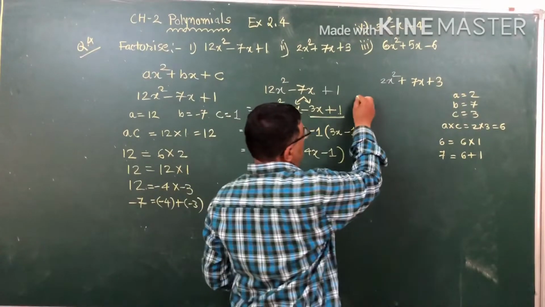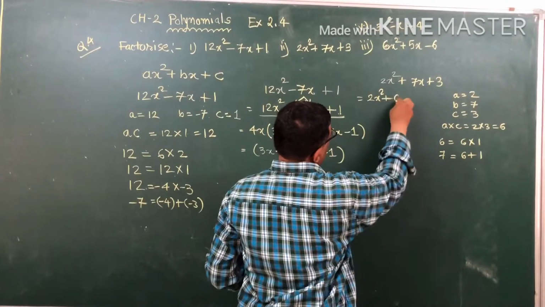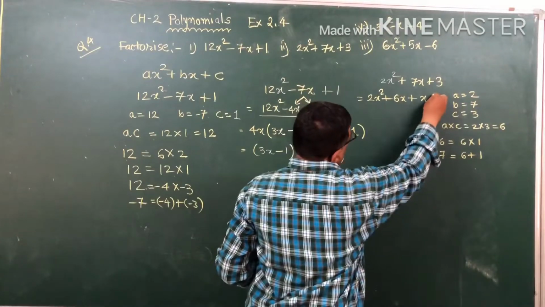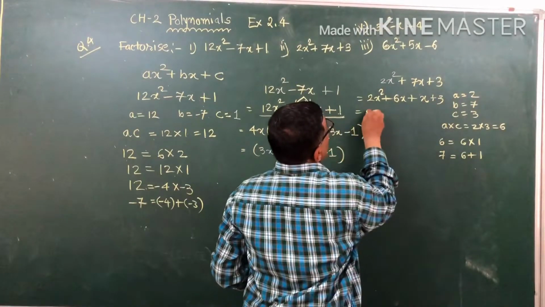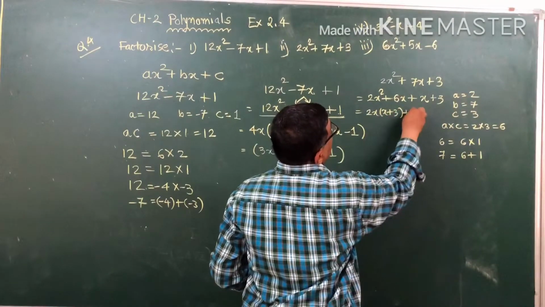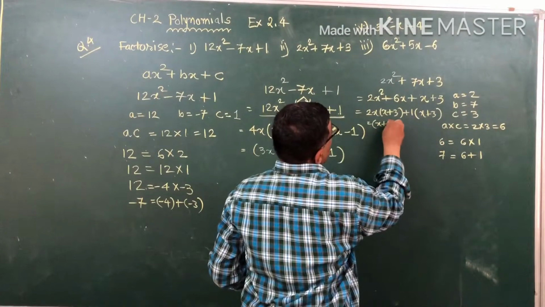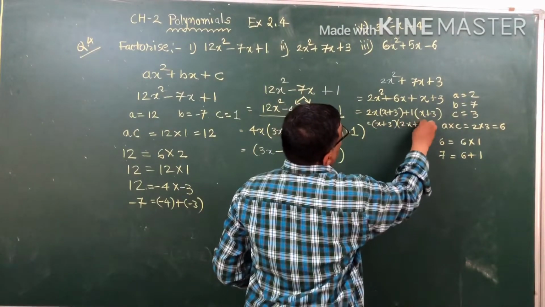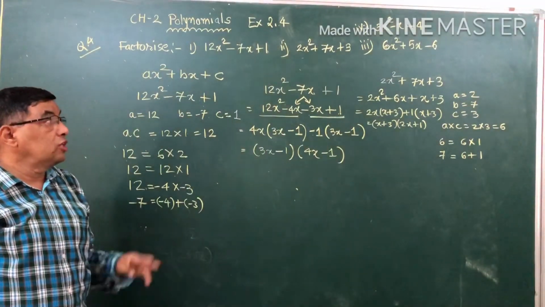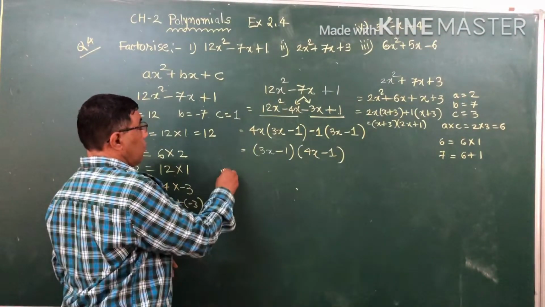So right here, 2x square, 7x we split into two terms now, 6x and 1x, meaning only x, and plus 3. Common 2x here, x remains here, 3 remains here, plus 1 common, x plus 3. So the two factors, first is x plus 3 and the second one is what? 2x plus 1. So this way we are getting the factors. Now we see the third one.